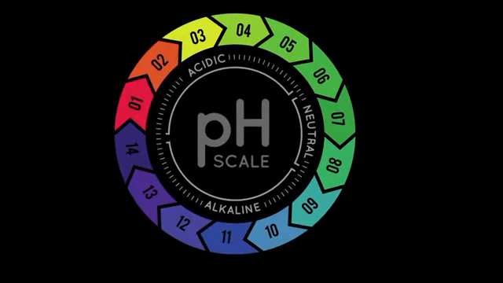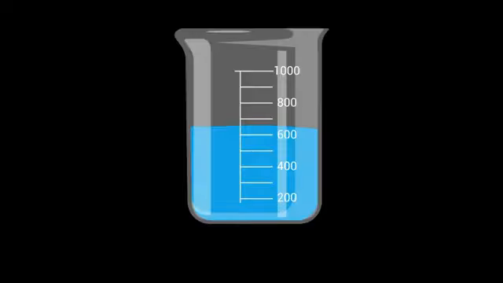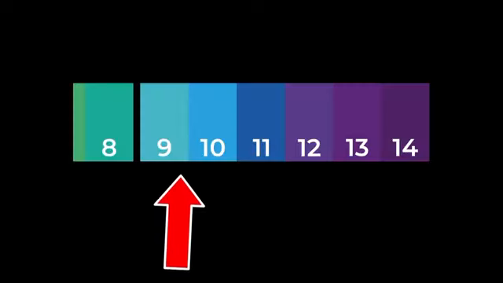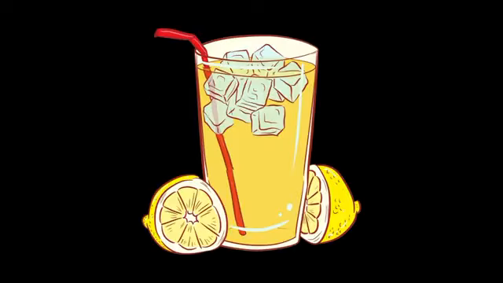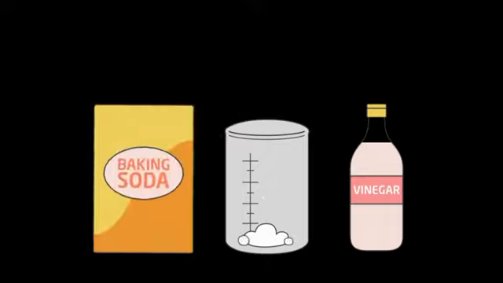The pH scale is a numerical scale used to measure the acidity or basicity of a solution. It ranges from 0 to 14, with 7 being neutral. Acids have a pH less than 7, with lower values indicating stronger acidity, while bases have a pH greater than 7, with higher values indicating stronger basicity. For example, lemon juice, an acid, has a pH around 2, while baking soda, a mild base, has a pH around 9.